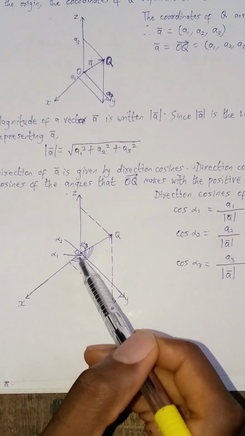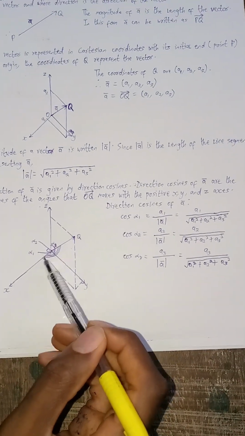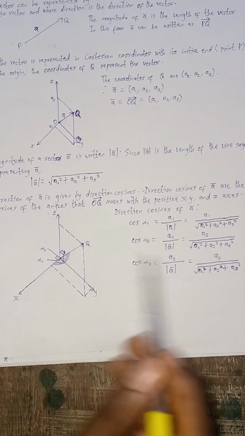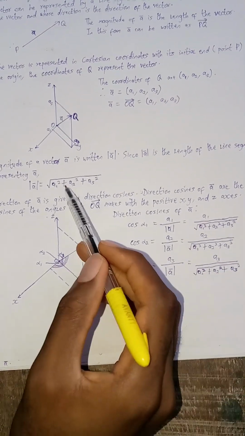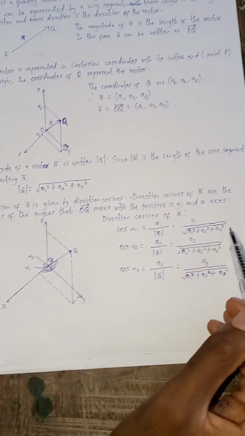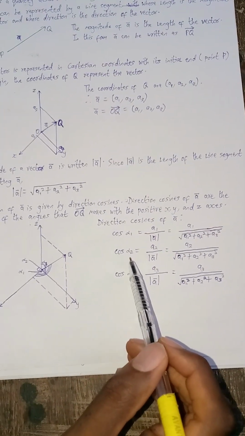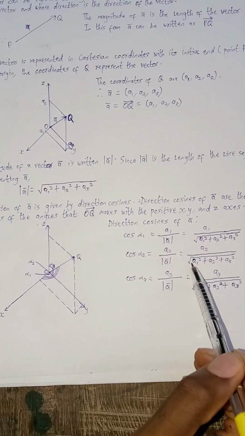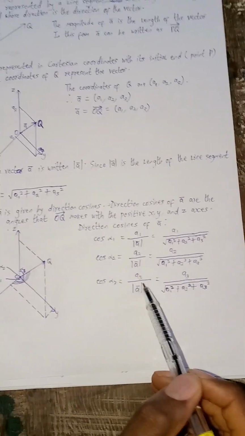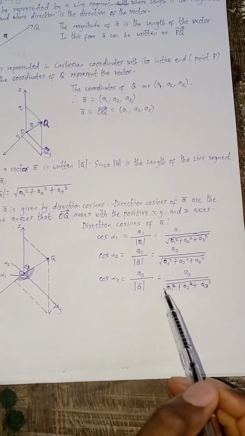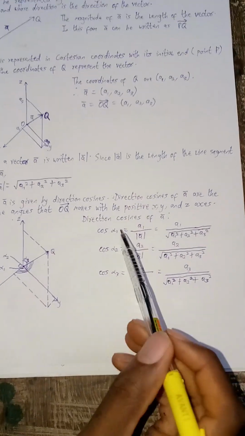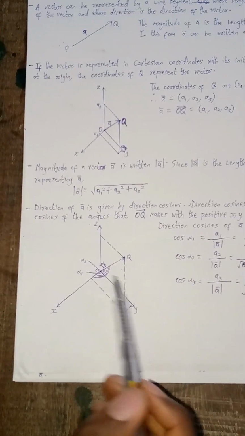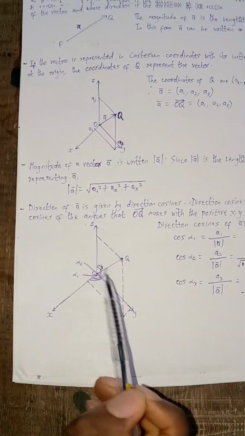Now the cosine of alpha 1 will be the x component over the magnitude of the vector, which is A1 over the square root of A1 squared plus A2 squared plus A3 squared. Same goes for alpha 2 and alpha 3. Cosine of alpha 2 is A2 over the square root of A1 squared plus A2 squared plus A3 squared. Cosine of alpha 3 is A3 over the square root of A1 squared plus A2 squared plus A3 squared. So when we know these three direction cosines, it allows us to get the direction of the vector because we know the angle it makes with each coordinate axis.